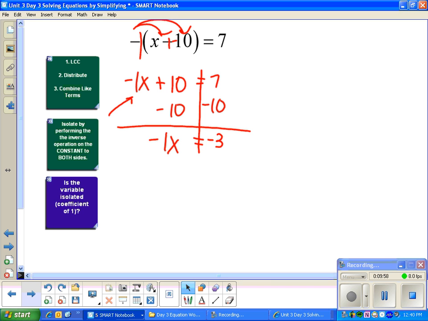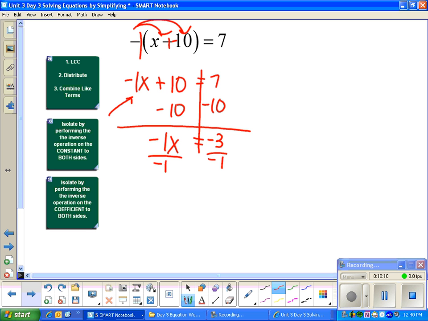Next question, is my variable isolated? Is my x isolated all by itself? No, someone multiplied him by -1. So let's divide both sides by -1, and I end up with x is equal to -3 divided by -1, which is a negative divided by a negative is a positive. X is equal to 3.